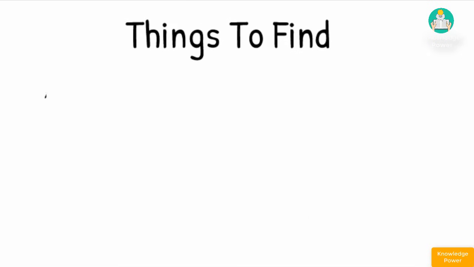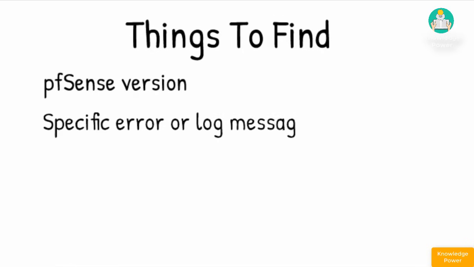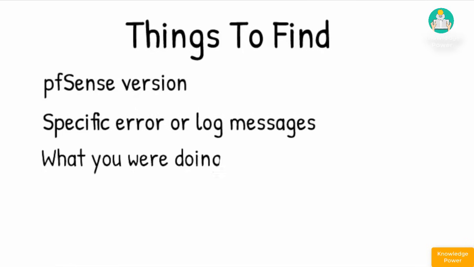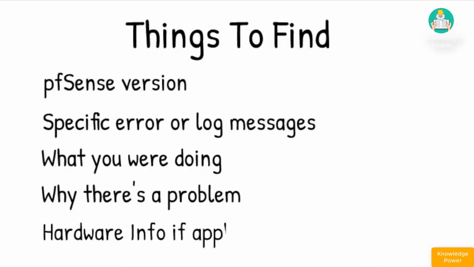Things to find for your internet search are your pfSense version, specific error or log messages, a description of what you were doing or why there's a problem, and your hardware information if applicable. That's it for the troubleshooting lesson. Hopefully you won't need to troubleshoot very often, but you will get better at it with practice.